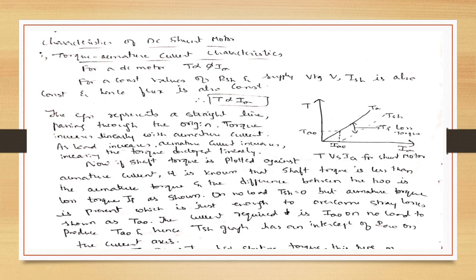So the equation torque proportional to Ia represents a straight line passing through the origin. Torque increases linearly with armature current, and as load increases, armature current increases, and the torque developed also increases linearly. And if the shaft torque is plotted against armature current, it is seen that the shaft torque is less than the armature torque, and the difference between the two is the lost torque. On no load, TSH is 0, but armature torque is present, which is just enough to overcome the stray losses. That is TAO, which is represented by TAO, and the corresponding current is represented by IAO.